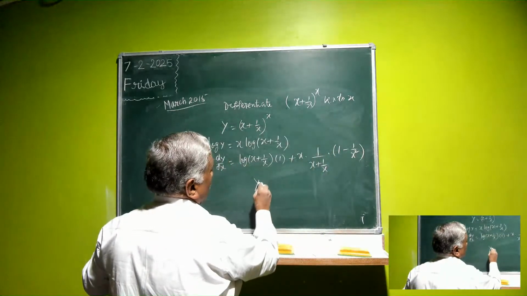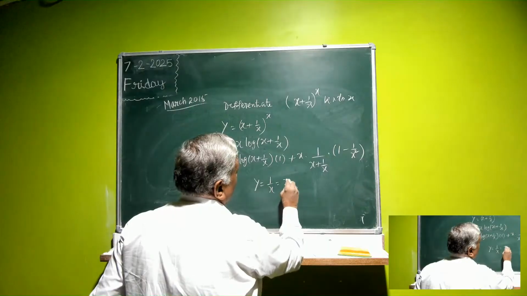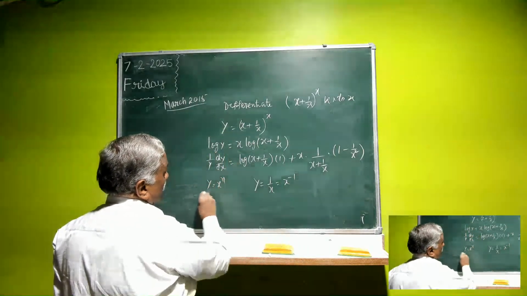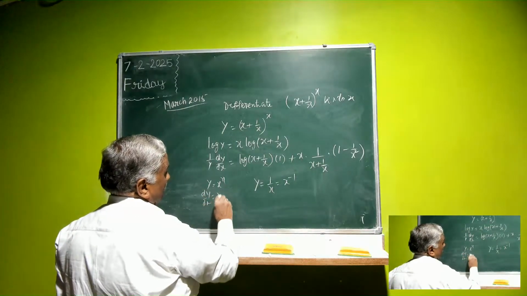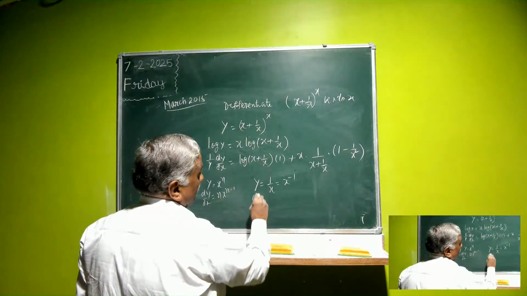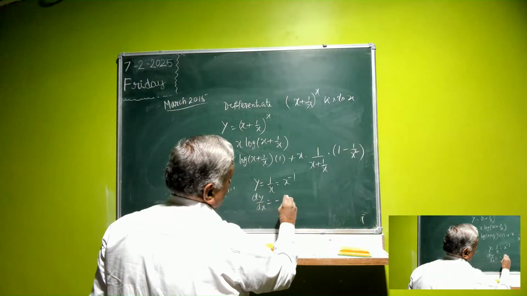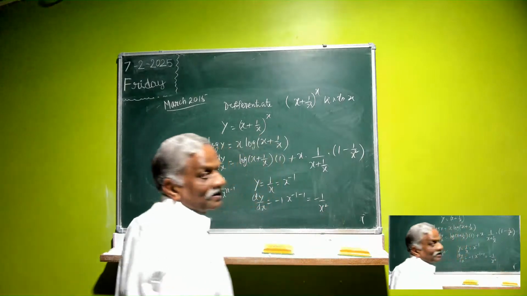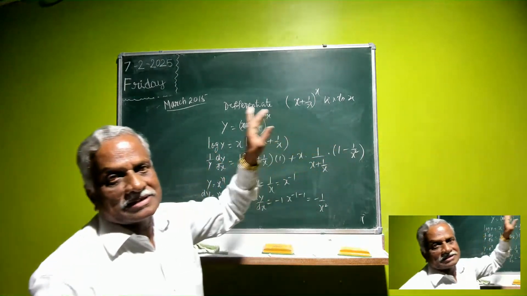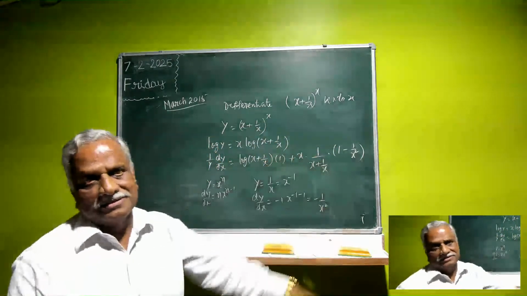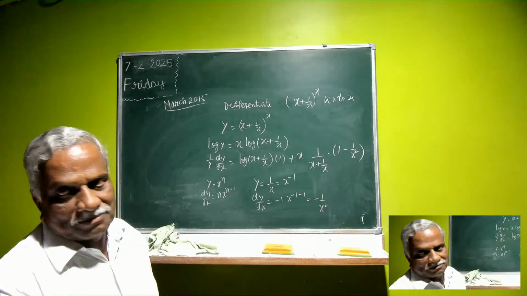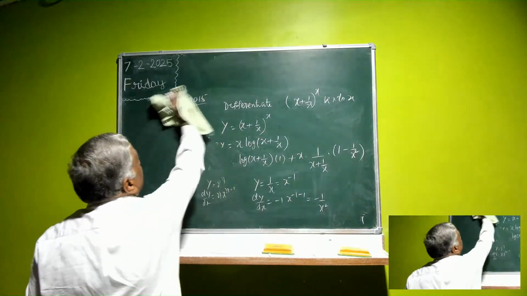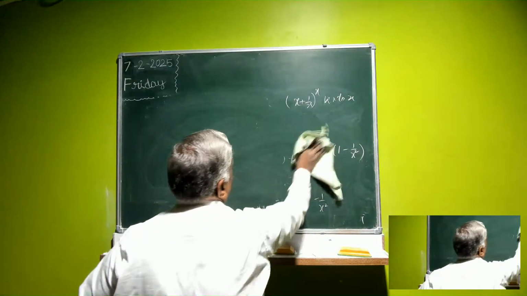I explained to you, when 1 by x is given, write this as x to the power of minus 1. We are using the formula x to the power of n, the derivative is n x to the power of n minus 1. So dy by dx is equal to minus 1 x to the power of minus 1 minus 1, that is minus 1 by x square. You can use the formula or you can remember this as a standard derivative. They give marks, so you need not simplify because they have not asked to simplify. Differentiate it and leave. So we move on to July 2015.